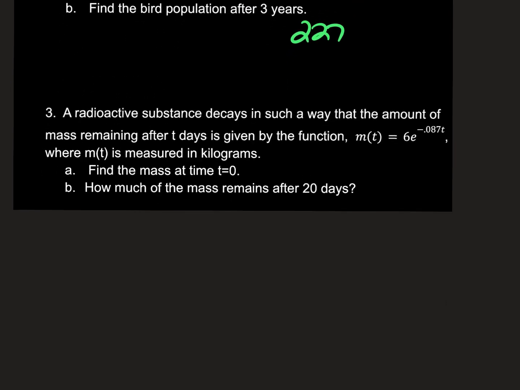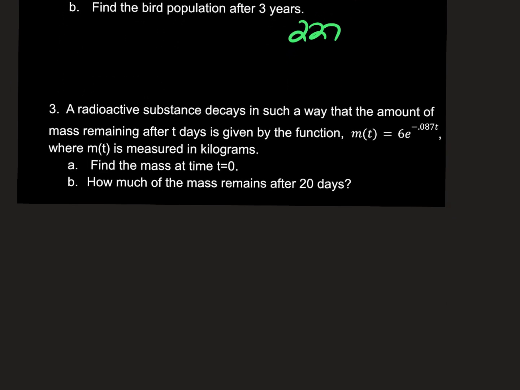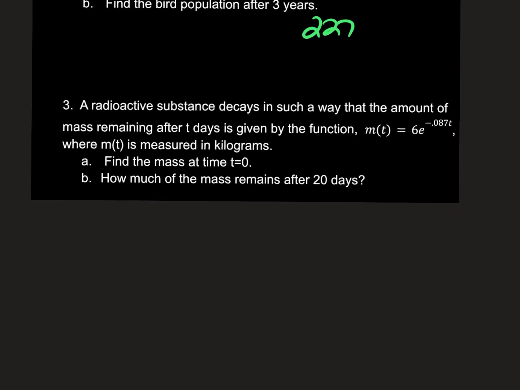Number 3, a radioactive substance decays in such a way that the amount remaining after t days is this function. Okay, find the mass at time 0. So again, I'm not going to punch that in. I'm going to put 0 right there. When I do that, the exponent becomes 0. e to the 0 power is 1. 1 times 6 is 6, so I start with 6 kilograms.